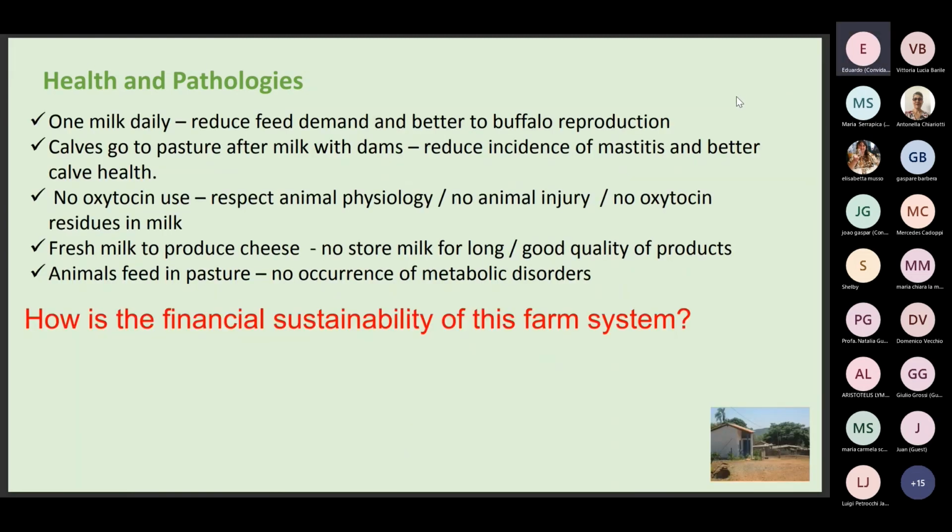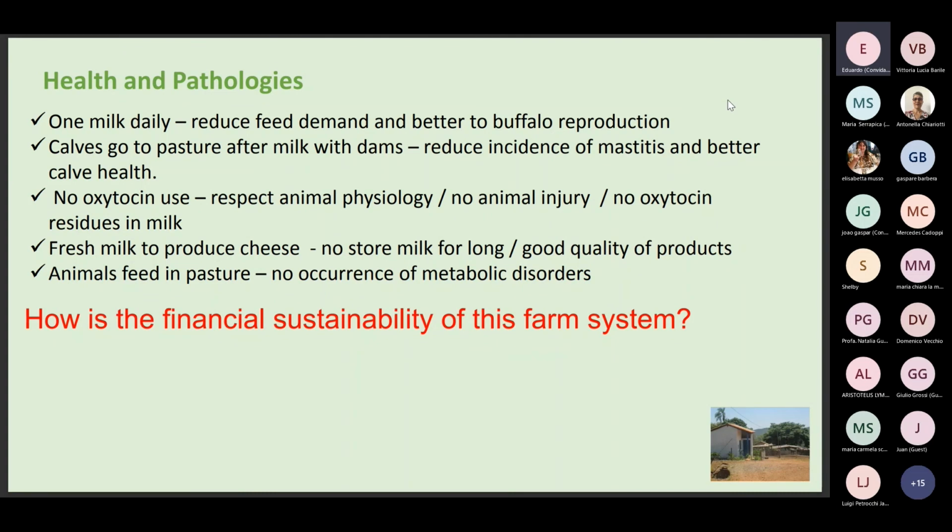Another slide. But maybe this, to promote the sustainability, okay, of the animals, the health of the animals, to breed the animals in these good conditions, we cannot have a positive income in the farm. So if you have one milking a day, we reduce the feed demand and have a better buffalo reproduction because animals produce less milk. When calves go to the pasture after milking, we reduce the incidence of mastitis and have better calf health. No oxytocin use respects the animal physiology, no animal injury, no oxytocin residues in the milk, as I said.